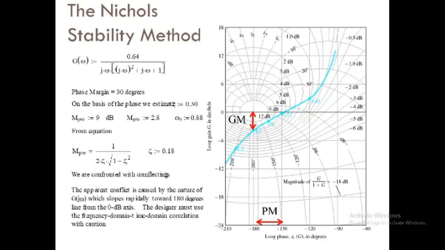What is Mp? Mp means resonance peak. The resonance peak Mp, a measure of relative stability, is the maximum value of the magnitude of the closed loop frequency response. The resonance frequency omega p is the frequency at which Mp occurs.